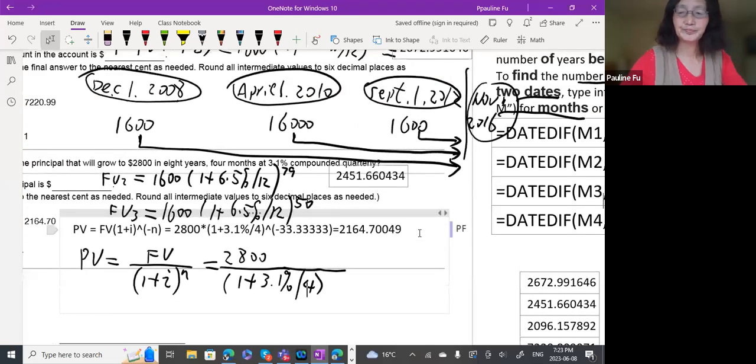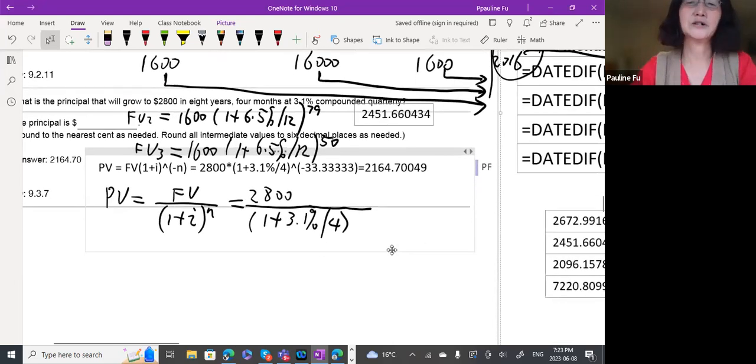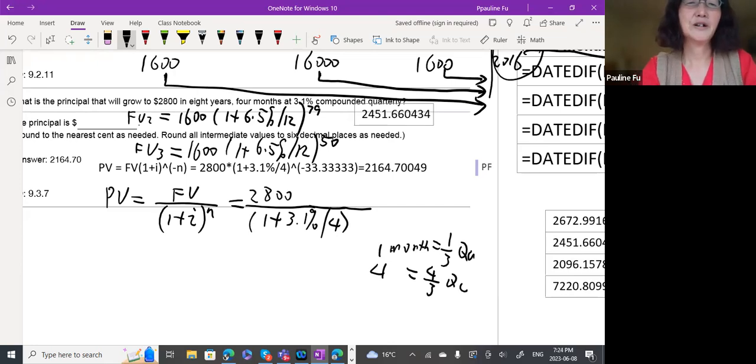Okay. So I'll write this down. We need to calculate 4 months equal to how many quarters? Okay. So the relationship between months and quarter, 1 month is 1/3 quarter. And then 4 months equal to 4/3 quarter. Okay, and we already know 8 years is 32 quarters. And then plus 4 months. 4 months is 4/3 quarter. So how many quarters total?